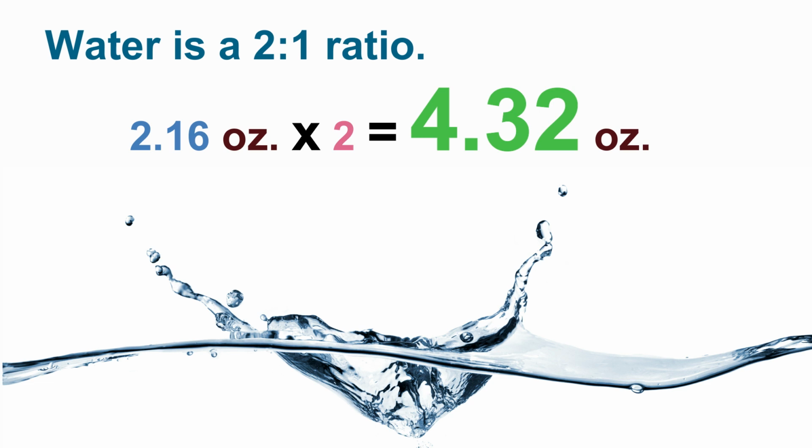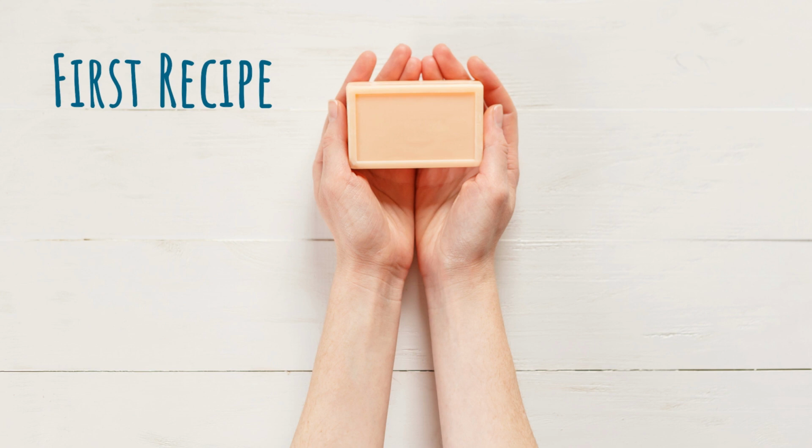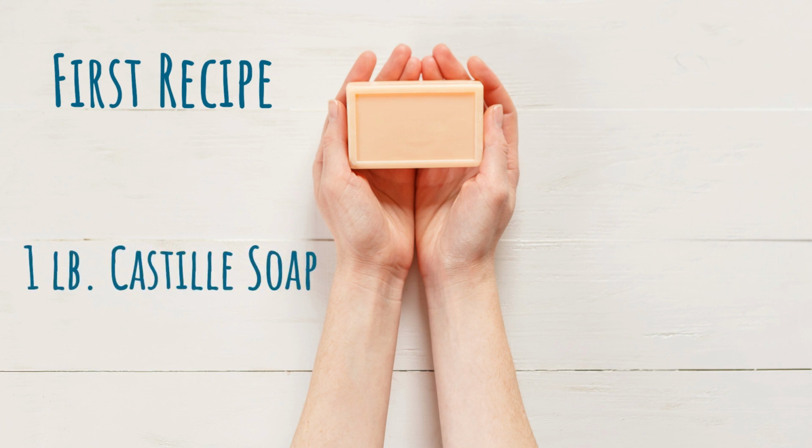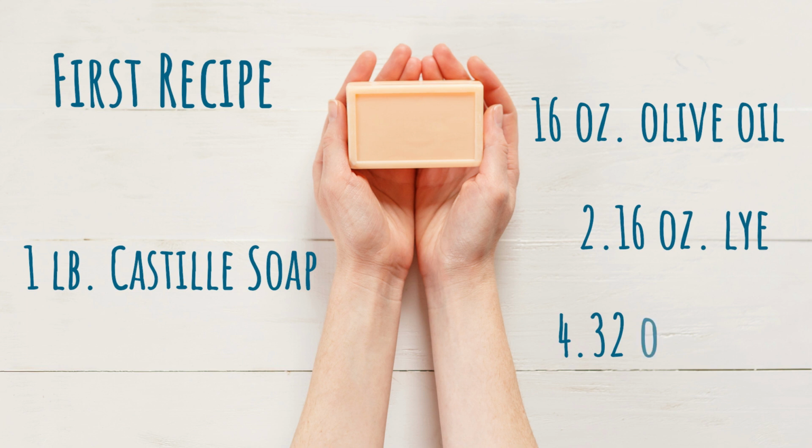Over time you'll learn that you can adjust your water to fit other additives. But as a beginner, a 2-to-1 ratio of water is a fine place to start, and it will give you a fine result in almost all of your basic recipes. Now you know all the correct measurements for your first recipe. 1 pound, or 16 ounces of Castile soap, will have 16 ounces of olive oil, 2.16 ounces of lye, and 4.32 ounces of water. Now let's just take this one step further.